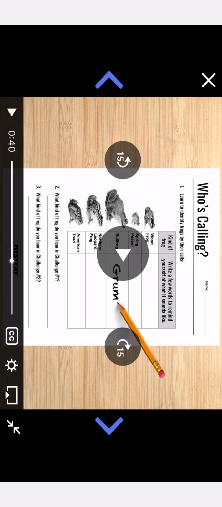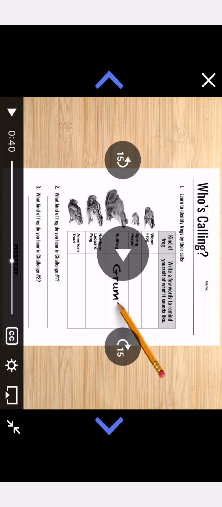The fourth one is a northern leopard frog. Northern, N-O-R-T-H-E-R-N. Leopard, L-E-O-P-A-R-D. Frog. And the last one is an American toad, T-O-A-D.